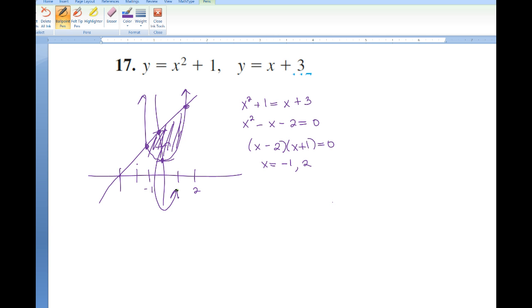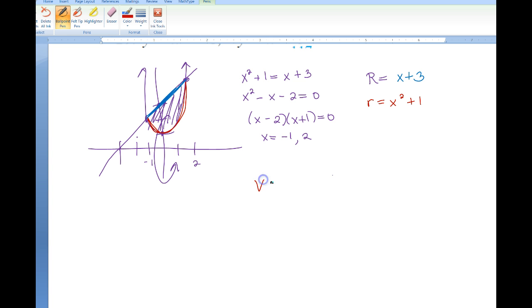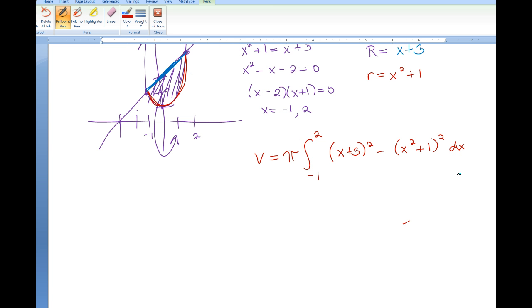So if we're thinking in terms of big R, it's going to be this part, and that's your x plus 3. And then little r is going to be x squared plus 1. So when we do the volume, we have pi, and then the integral from -1 to 2, and then it's going to be big R squared minus little r squared.